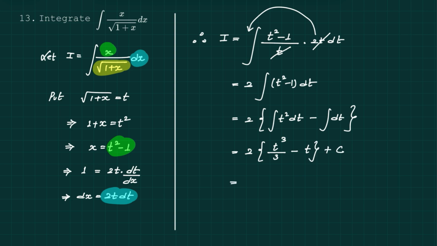Now let us open the bracket, then here it will be 2 by 3 t cube, and instead of t we have to write square root of 1 plus x cube, because the value of t is square root of 1 plus x, minus here we have to multiply with this 2 also, so it will be 2t, and the value of t is square root of 1 plus x, plus c. So this is the answer.